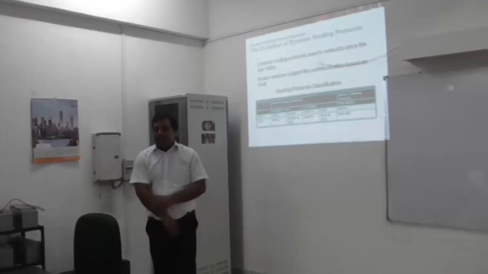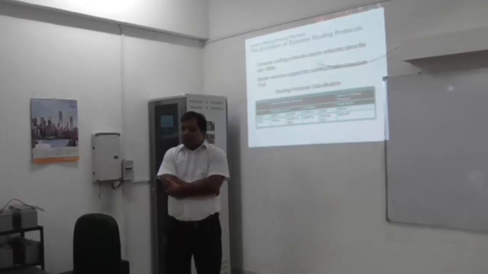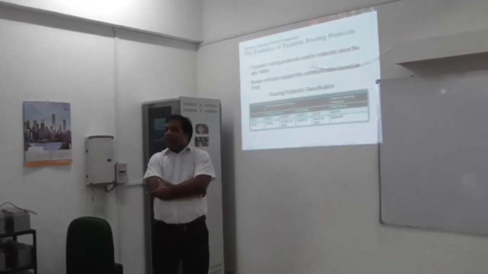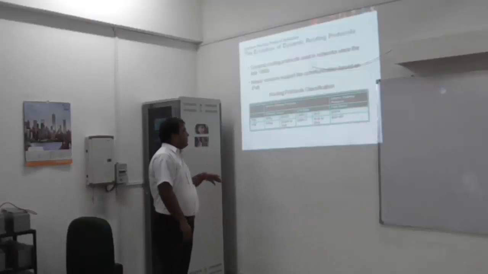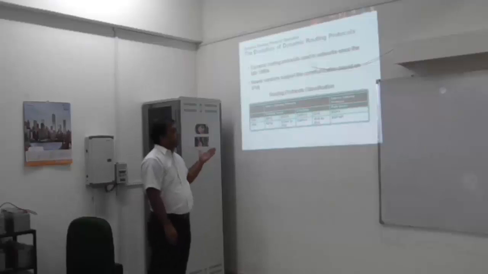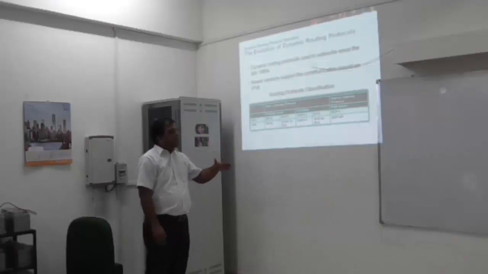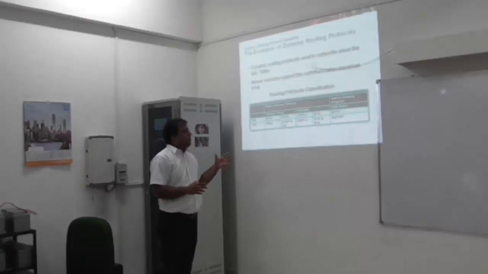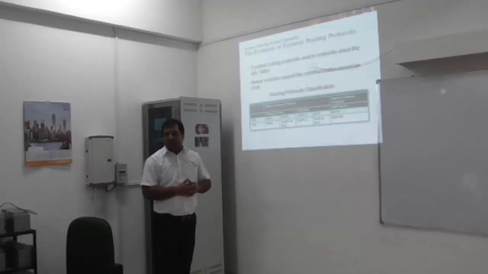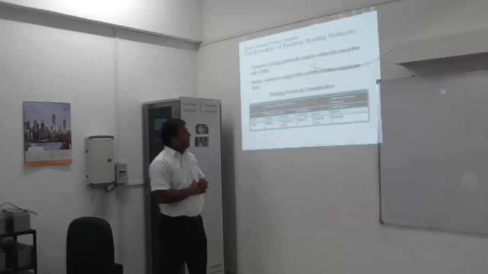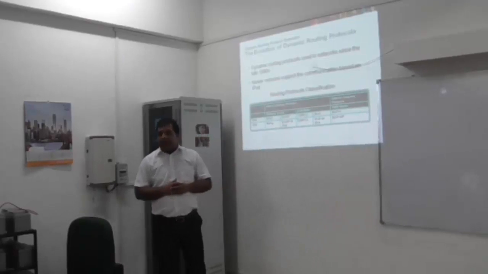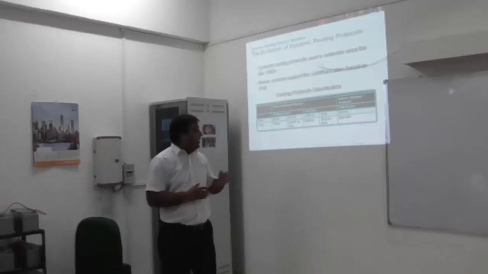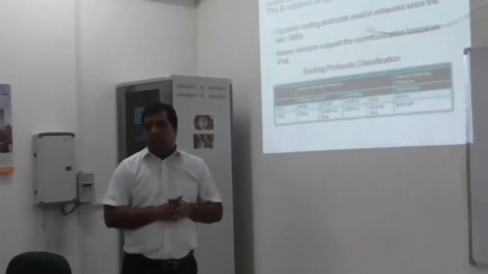The dynamic routing protocols have evolved and been used since the networks of the late 1980s. We can categorize the routing protocol classification into two parts. One is the interior gateway routing protocol, another is the exterior gateway routing protocol. Under the interior gateway routing protocol, we can divide into two parts: one is distance vector, another is link state routing. In distance vector, we use IPv4 under RIP version 2, and in link state routing, we can use OSPF.